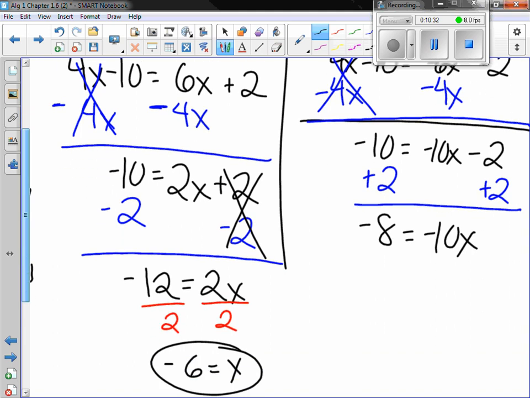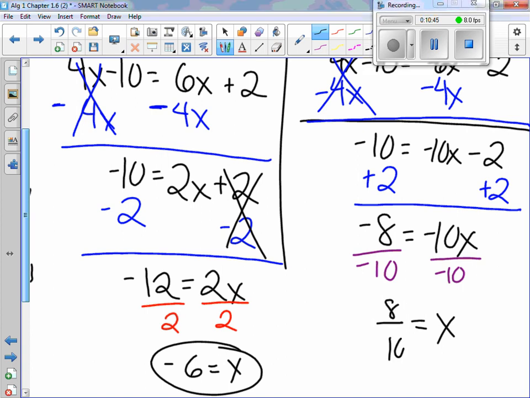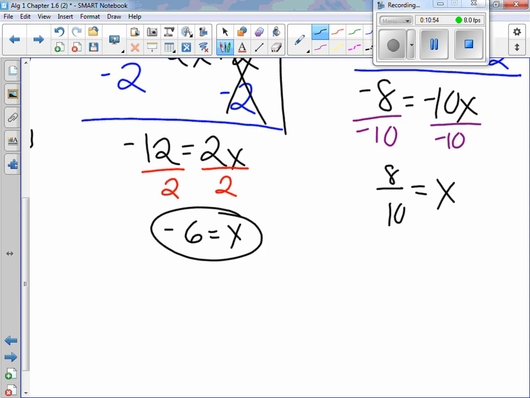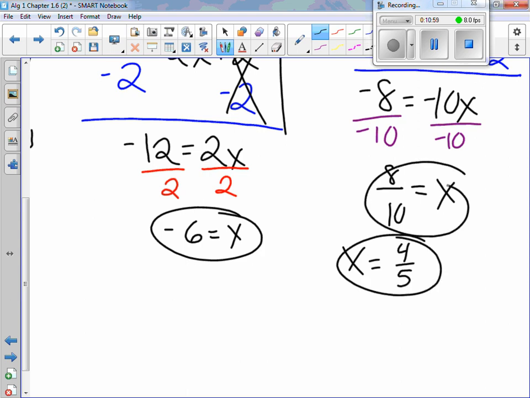And then last but not least, we're going to divide both sides by negative 10. And when we divide both sides by negative 10, we get x by itself. Negative and negative will give us a positive. And we have 8 over 10. Questions on any of this here? Now we could rewrite this because this will simplify to 4/5. So we can say 8/10 or 4/5. Either one will be the correct answer. Any questions on any of this here? Are we good with all this here? Yes?